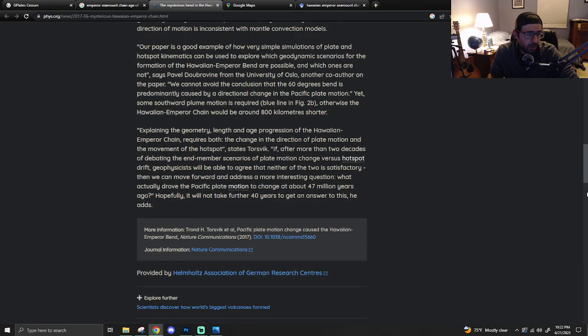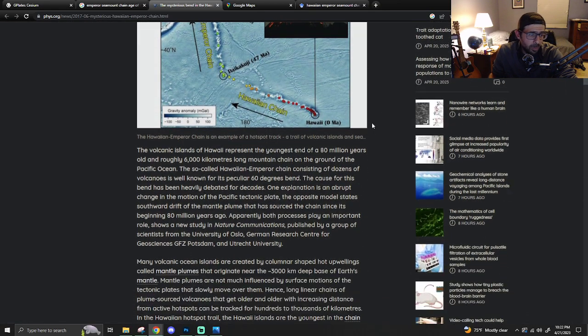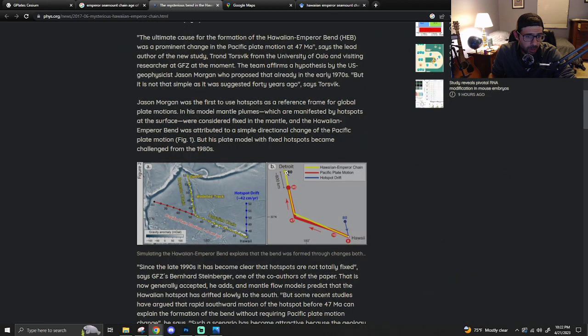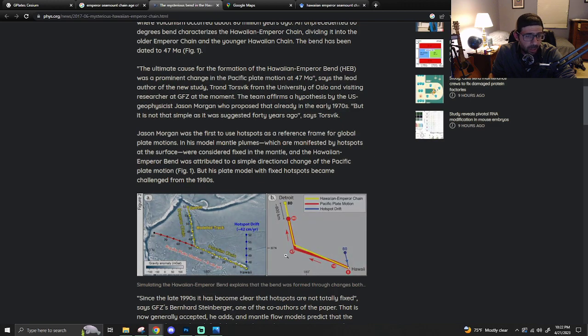I could read this a bit. This might be more focused on the bend. I'm just curious what this is about. It says 80. 80. Did it go that far almost instantaneously? And then 47's the bend, 10, 0. So it seems like some type of motion. Is red the Pacific Plate motion, yellow the chain?